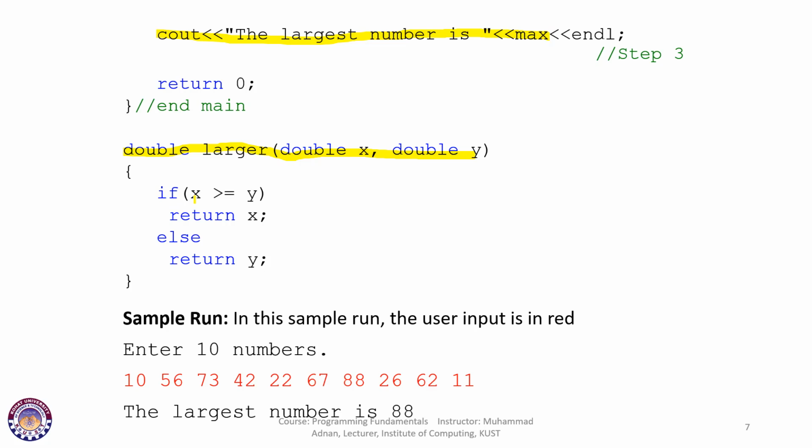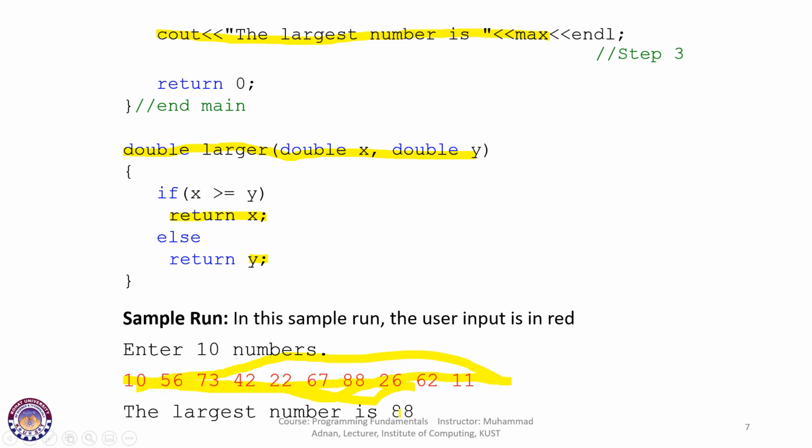So the value stored in max was copied to x and the value stored in num was copied to y. So we compare them. If max is still greater than y, we return x. This means that there is no change in the maximum value and we simply do nothing. But if x is less than y, then we return y. So y becomes the largest. So if you run this program and enter 10 numbers, for example these 10 numbers, the largest of these numbers will be printed on the screen, which is 88.